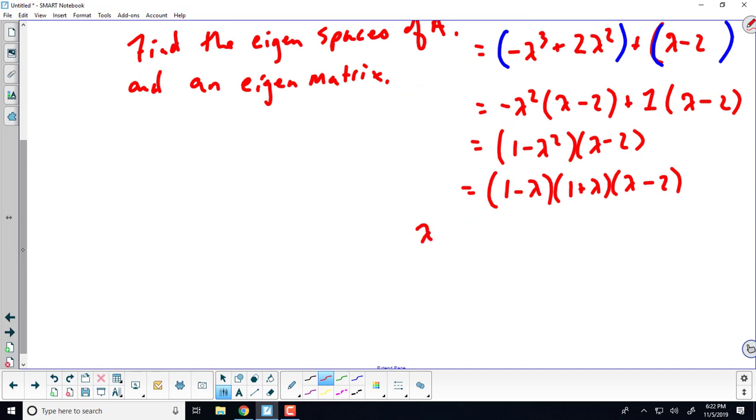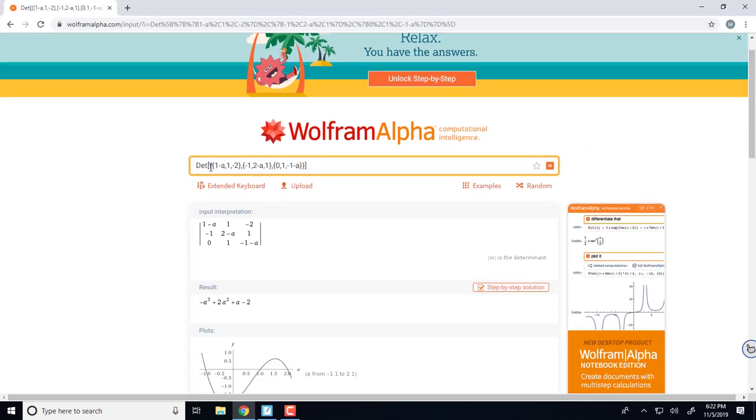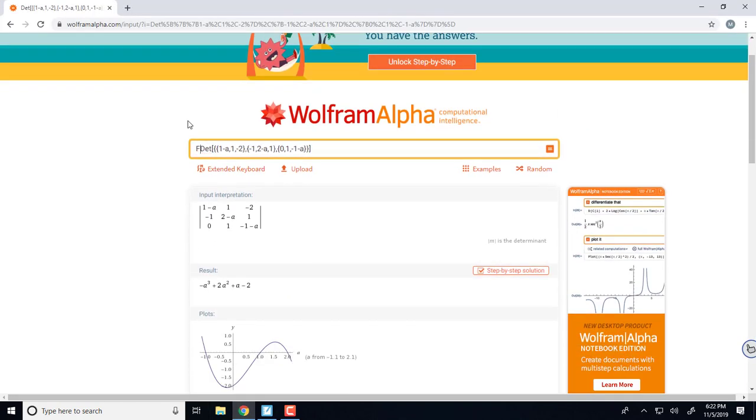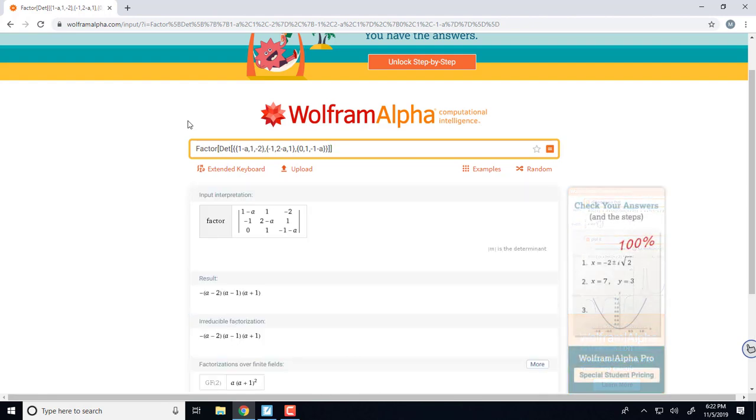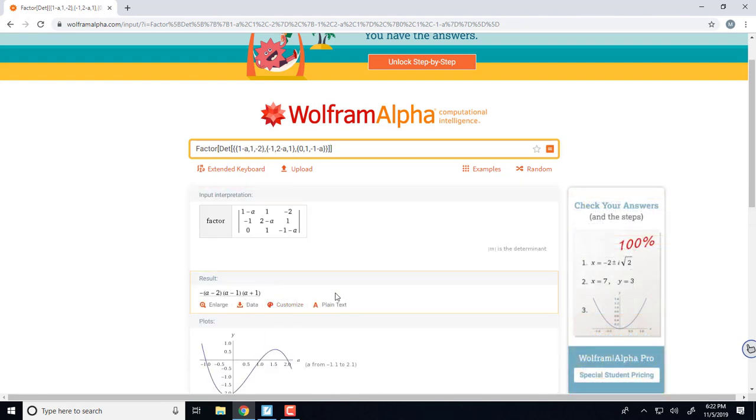So we find that lambda equals 1, lambda equals minus 1, and lambda equals 2 are 3 distinct eigenvalues. Okay. If I wanted to, I could have also asked Matlab, or Mathematica, to factor this. So by putting the factor command around it, and there it gives it to me in factored form already. That's nice.